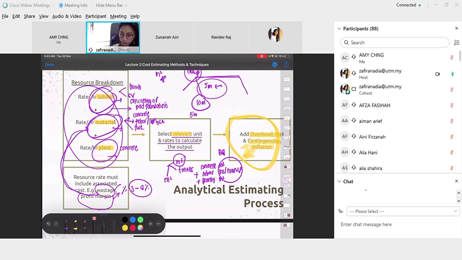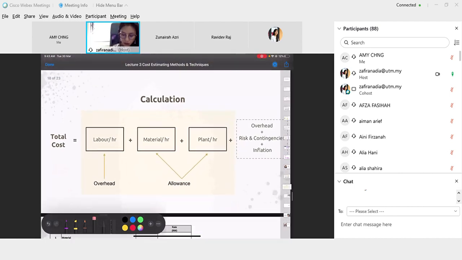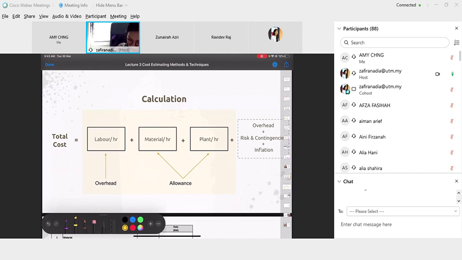Okay. That is for analytical estimating. So how do you calculate is you need labor. For labor we include the overhead as well. Who can share with me? What do you think the overhead for labor is?